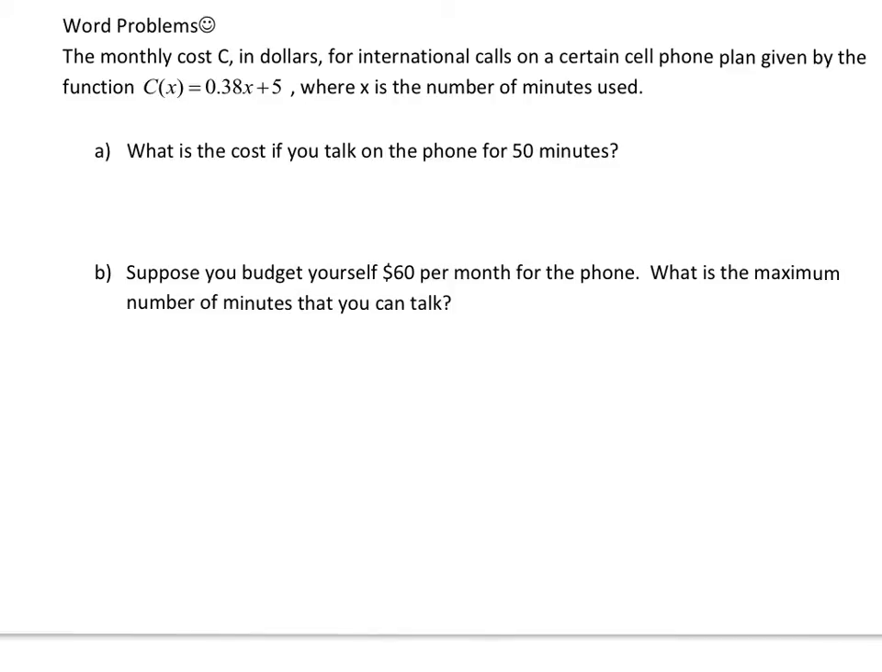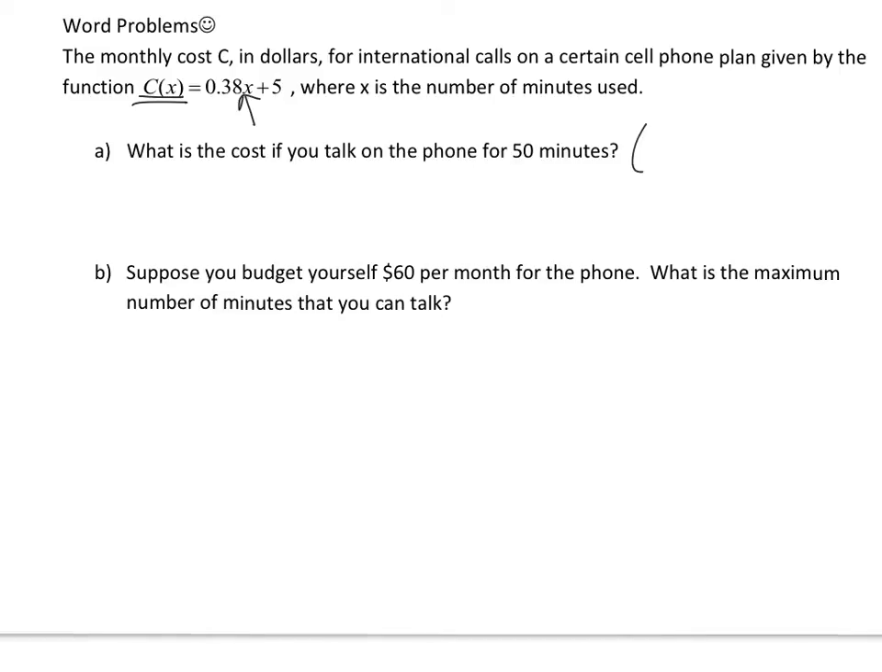Alright, and now everybody's favorite word problems. Don't get scared by these, just read them kind of slowly. This one's about talking on a cell phone. The cost, c of x, is your y value. x is the number of minutes you speak. So part A says, what's the cost if you talk on the phone 50 minutes?